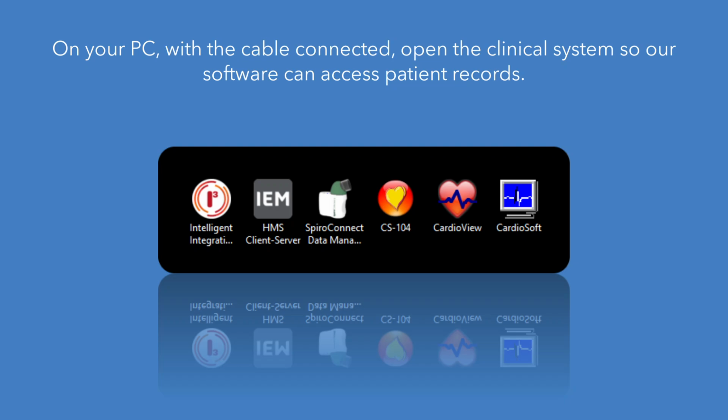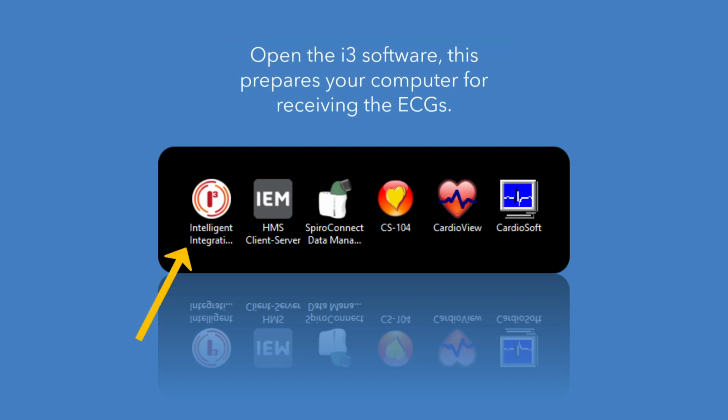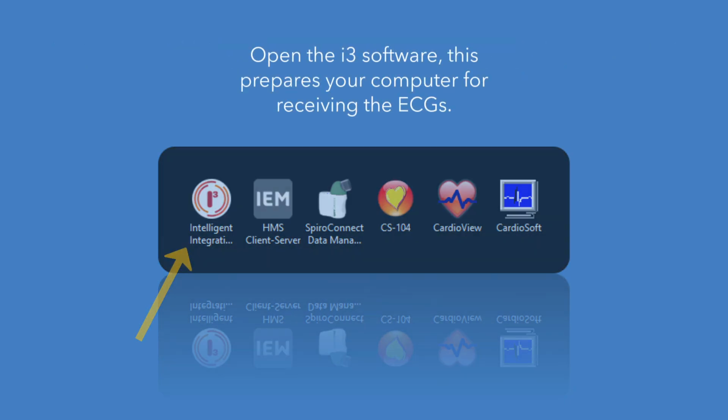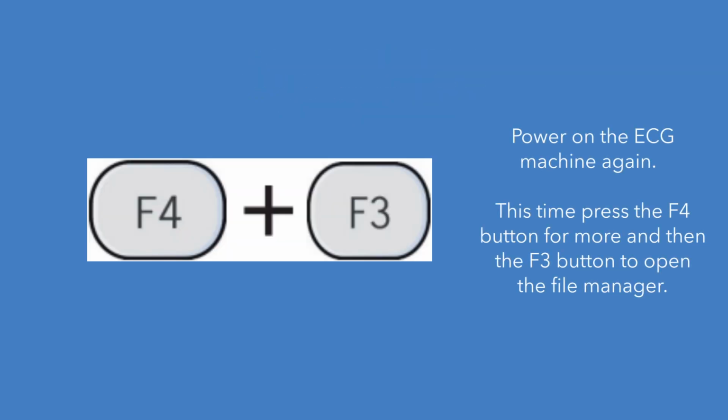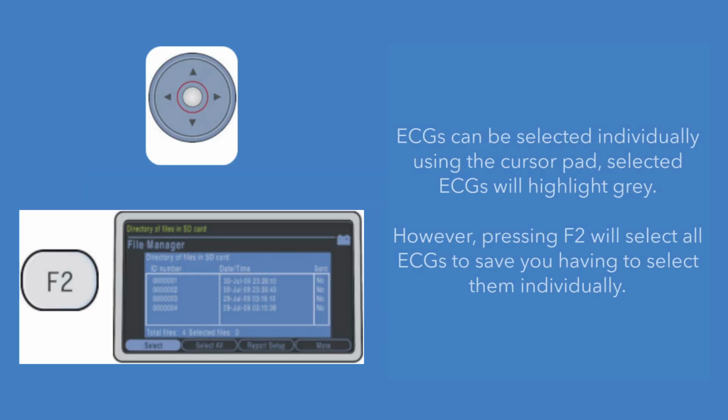On your PC, with the cable connected, open the clinical system so our software can access patient records. Open the i3 software. This prepares your computer for receiving the ECGs. Power on the ECG machine again. This time press the F4 button for more and then the F3 button to open the file manager.